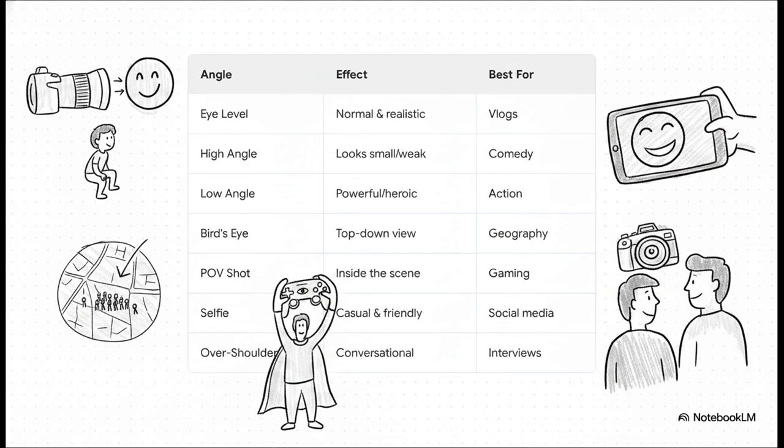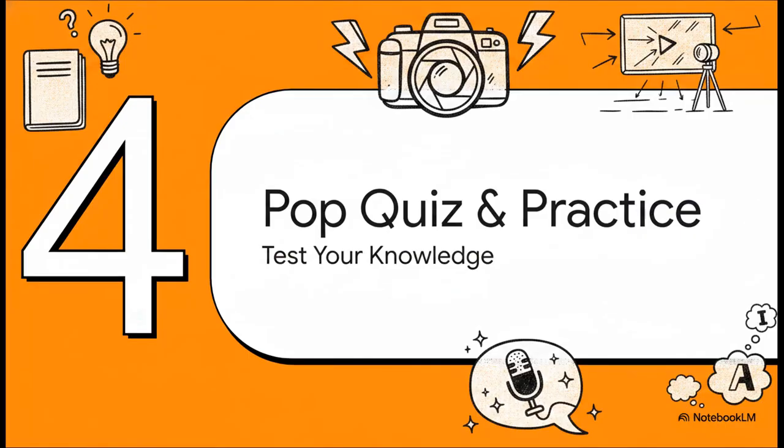Want the viewer to feel like they're literally inside a video game? The POV or point of view shot does exactly that. We also have the casual selfie shot for social media and of course the over-the-shoulder shot. That one is the absolute standard for capturing the feel of a back-and-forth conversation in an interview. Which brings us to section 4, pop quiz and practice.